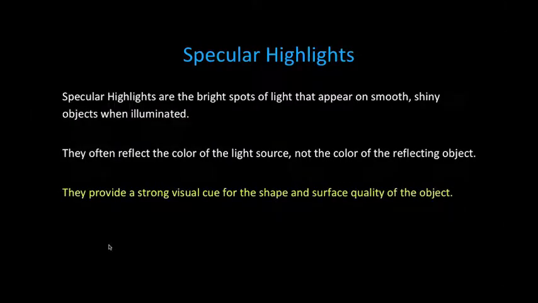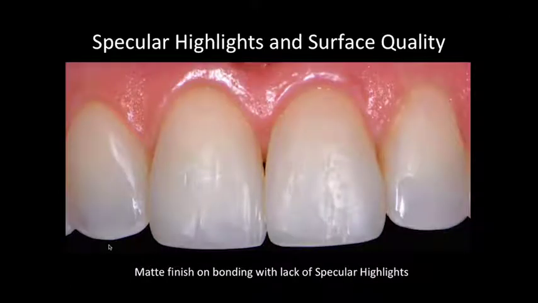Now, visually in art, the reason why those specular highlights are important is that they give our brain a visual cue for the shape and surface quality of the object. So when we see those little sparkly reflectance of light, it gives our brain some information that what we have is a high quality reflective surface. So let's think about that clinically, what that means.